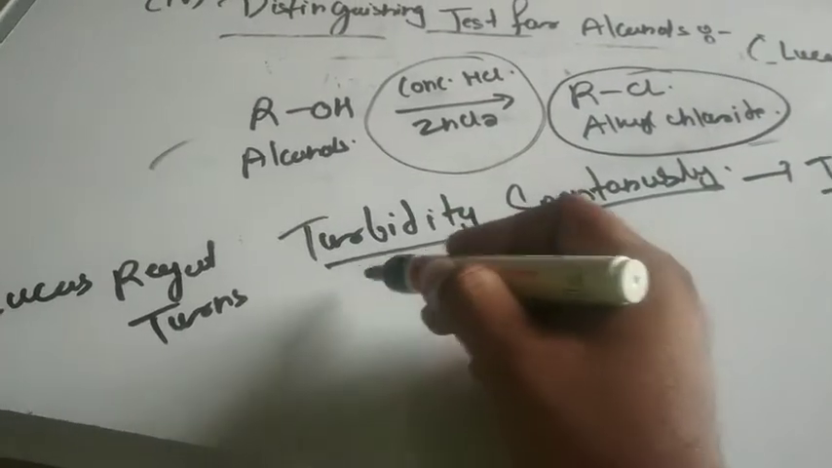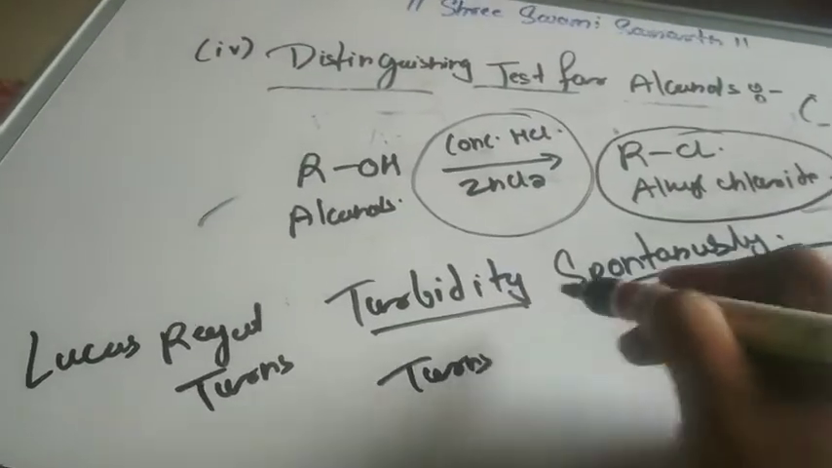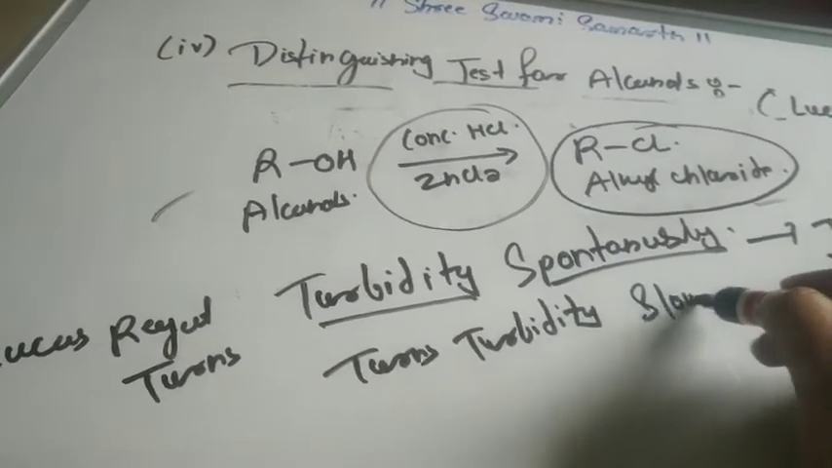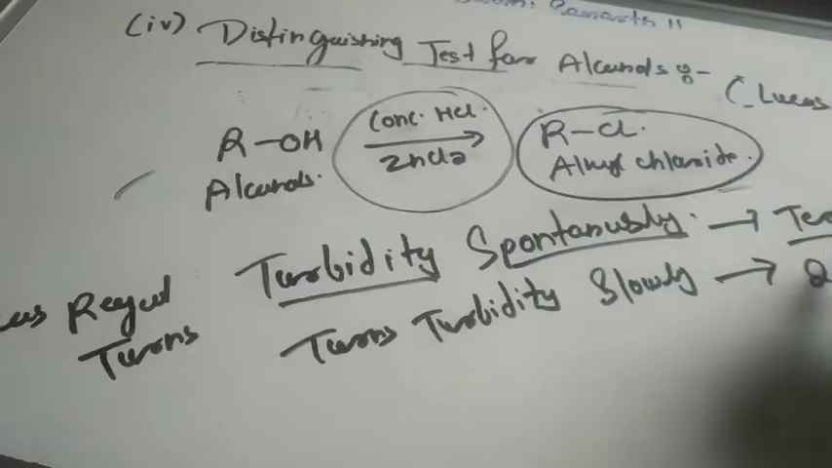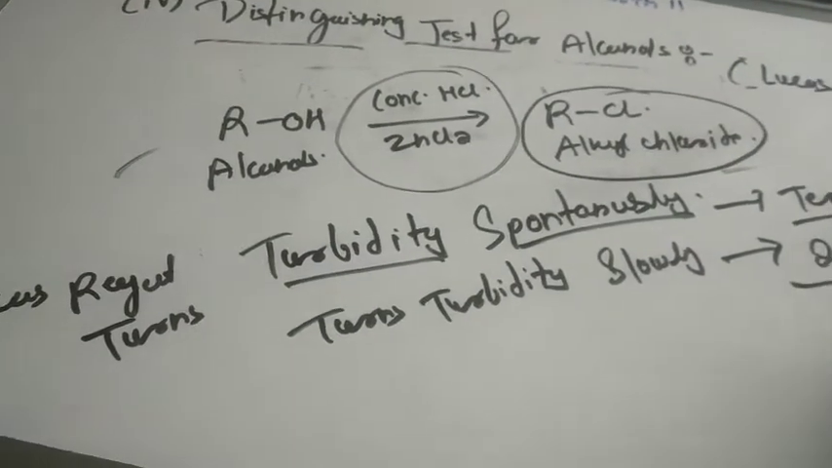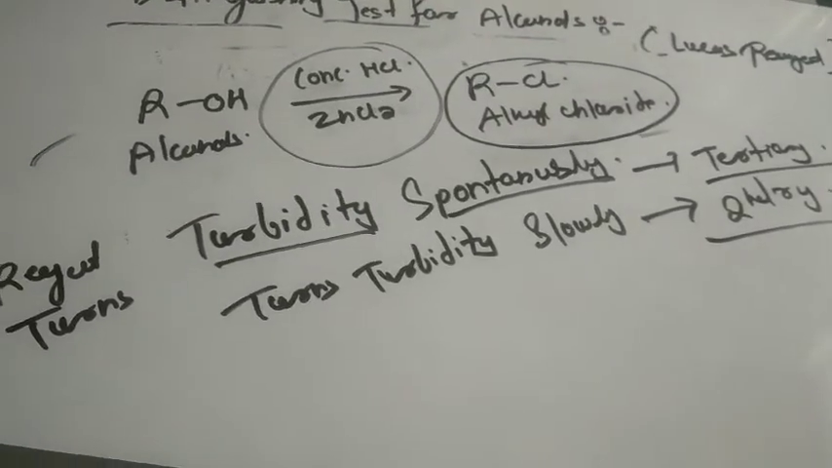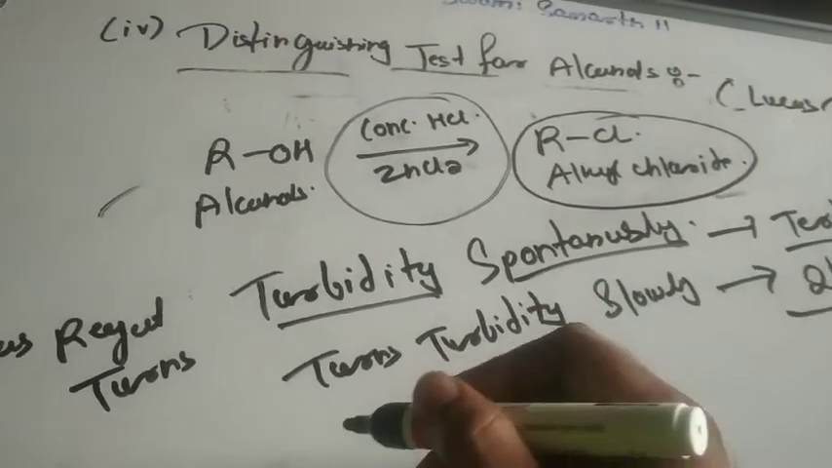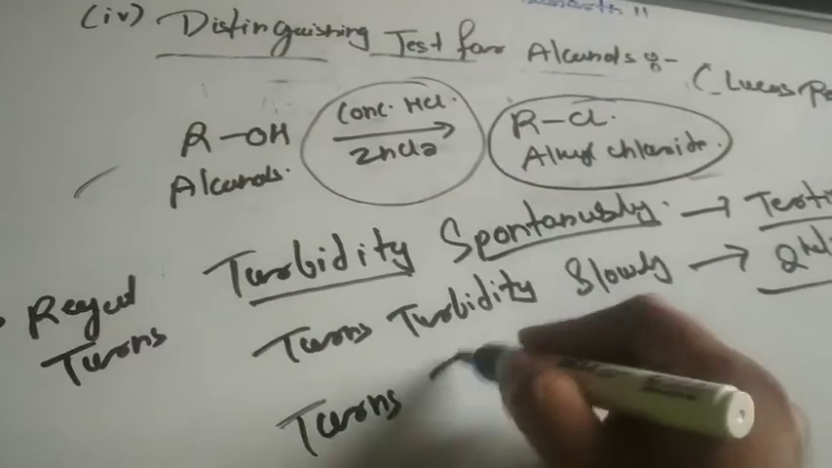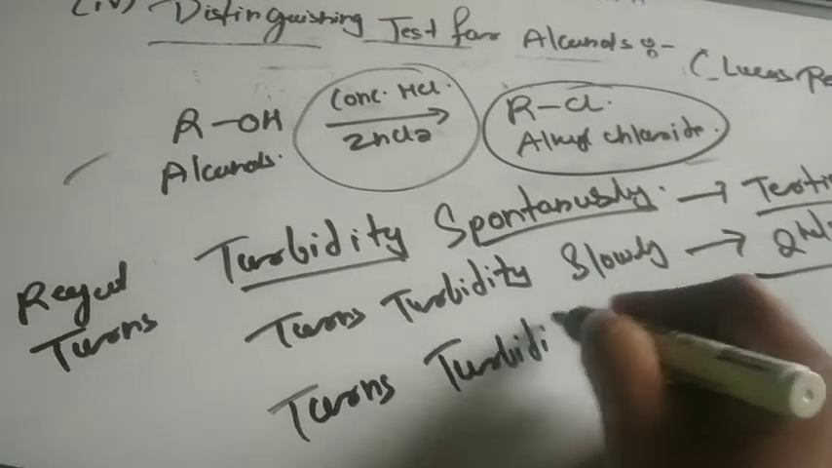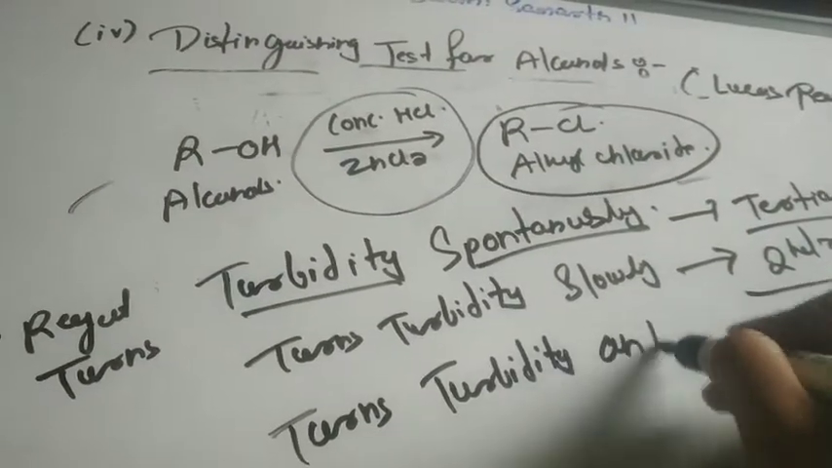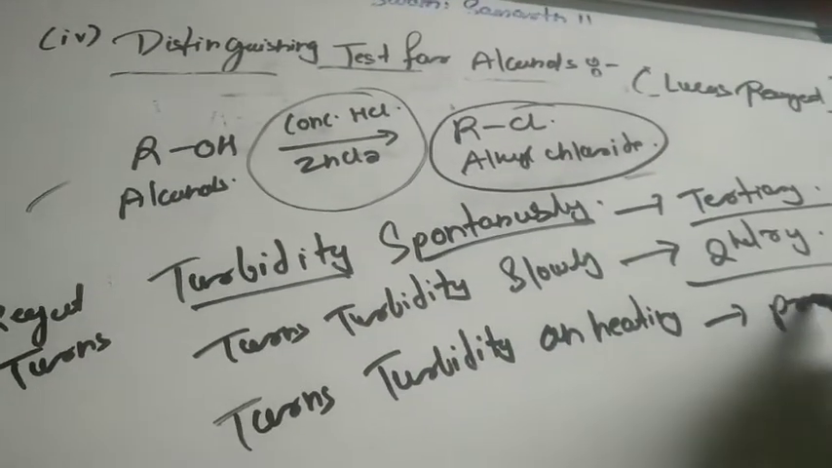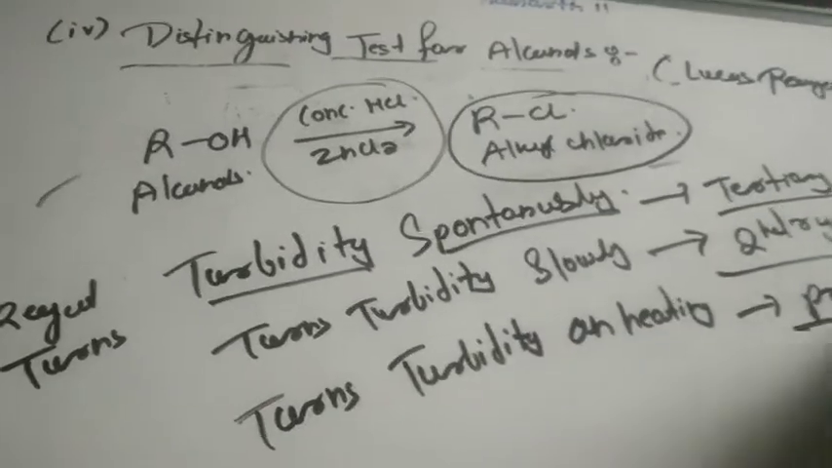If the Lucas reagent turns turbid slowly, then it is said to be a secondary alcohol. And if the Lucas reagent turns turbid only on heating, then it is a primary alcohol.